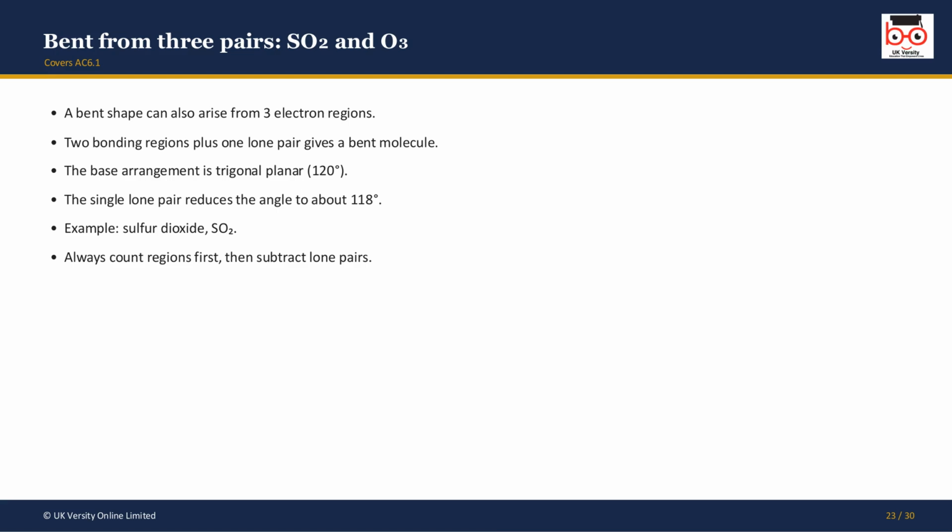Now a subtler case, a bent shape arising from 3 electron regions rather than 4. If you have 2 bonding regions plus 1 lone pair, you again get a bent molecule, but the base arrangement this time is trigonal planar at 120 degrees. The single lone pair reduces the angle to about 118 degrees. Sulfur dioxide is the example. The lesson is always the same. Count the regions first, then subtract the lone pairs.